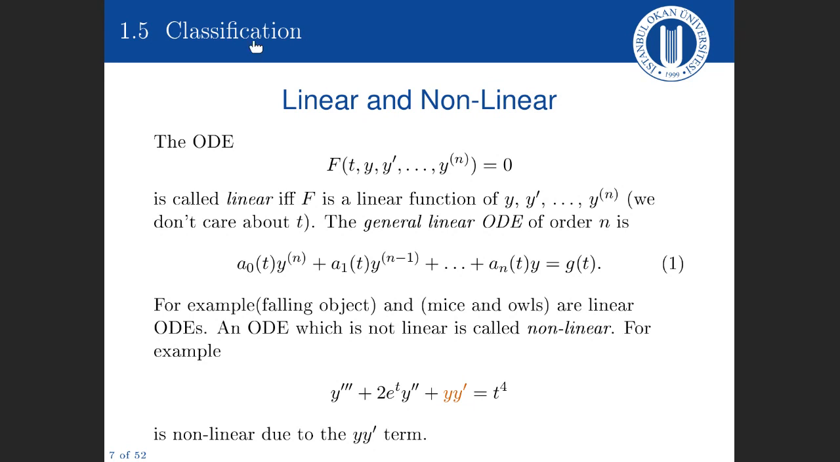For example, y triple prime plus 2e to the power t, y double prime plus y prime is equal to t to the power 4. Ignore all of the functions of t and just look at the y and the derivatives of y. As I've shown in orange, we have y multiplied by y prime. It's not y plus y plus y plus y, it's more complicated than that. So this equation is non-linear.